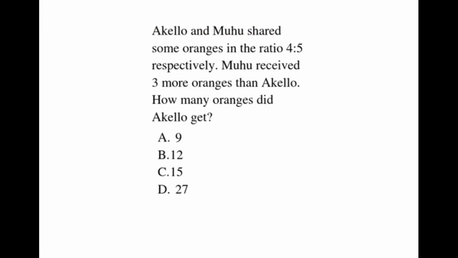Akello and Muhu shared some oranges in the ratio 4:5 respectively. Muhu received 3 more oranges than Akello. How many oranges did Akello get? Solution. Let us have A to represent Akello and M to represent Muhu. We are told that they shared some oranges in the ratio 4:5. First, let us get the number of shares. The number of shares is 4 plus 5, which is 9. That is the total number of shares.